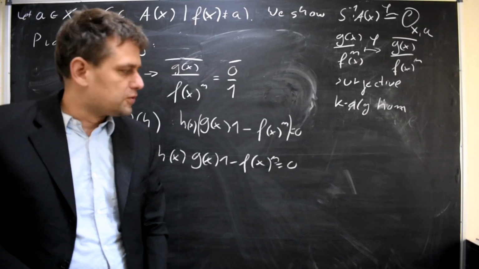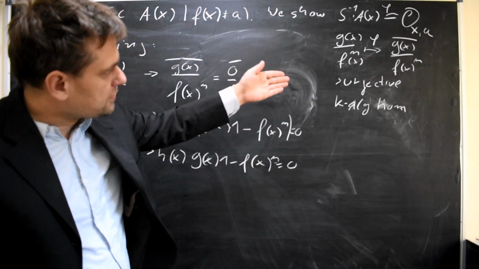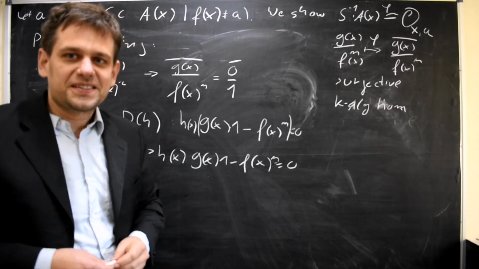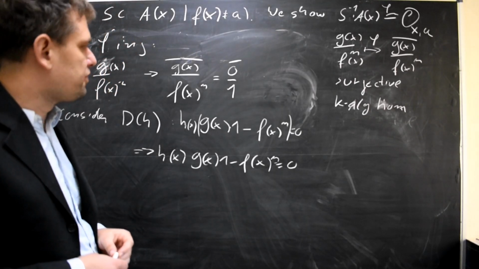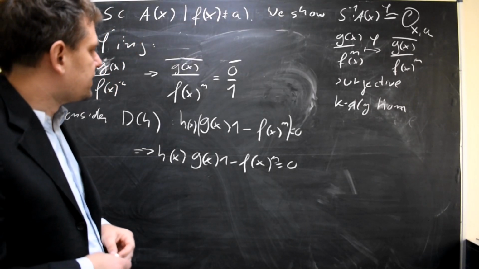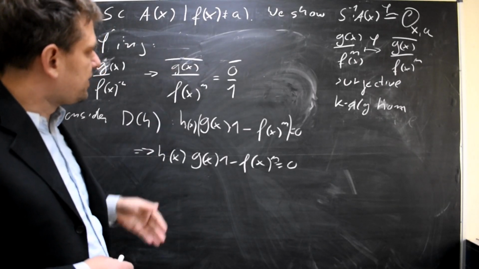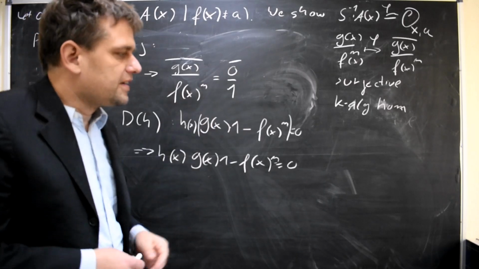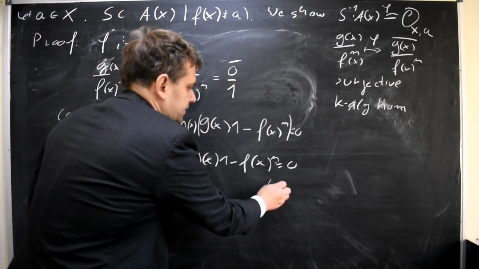And well, this concludes the proof. We have shown surjectivity. I've told you it is a K-algebra homomorphism, and we have checked that it's well defined and that it is injective, and thus we are finished.